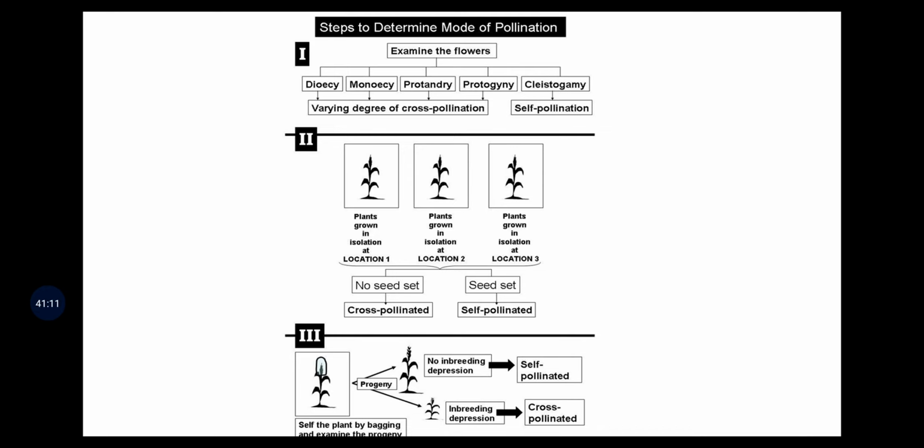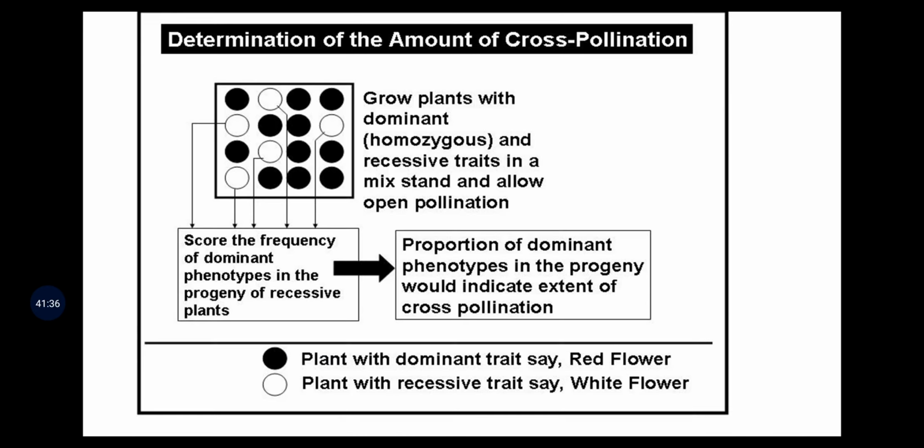The second way of determining the mode of pollination is growing plants in isolation in different locations. If seed set occurs, that is cross-pollinated; if not, self-pollinated. Then selfing the seeds by bagging. If inbreeding depression is observed, that means it is cross-pollinated, and if not, it is self-pollinated.